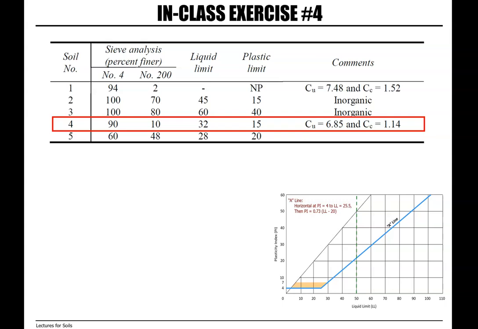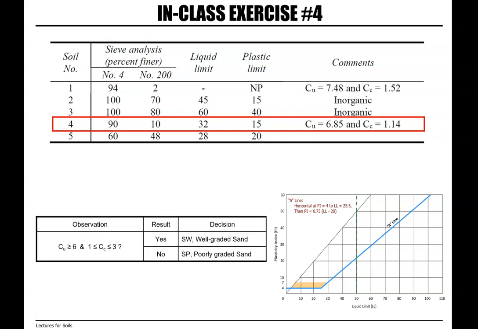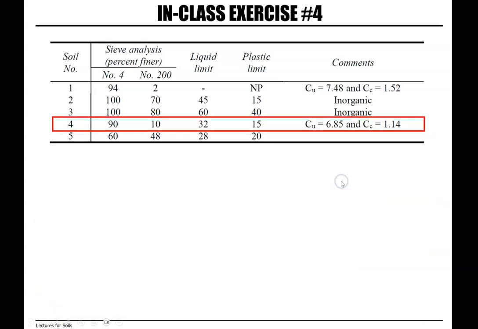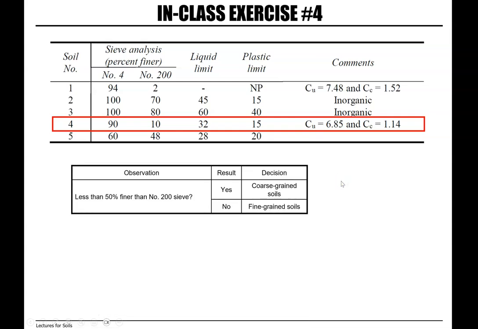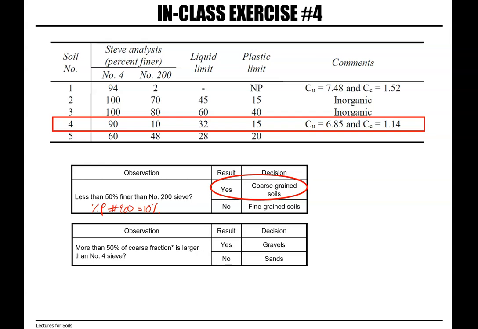Soil number 4, we start by looking at percent passing from sieve number 200, which is 10%. Is 10% less than 50%? Yes, which means that we have a coarse-grained soil. Now that we have a coarse-grained soil, we need to see how much gravel we have. Do we have more gravel or do we have more sand?